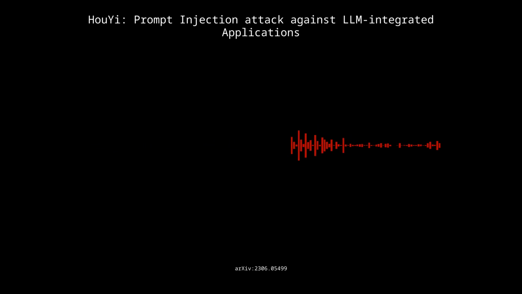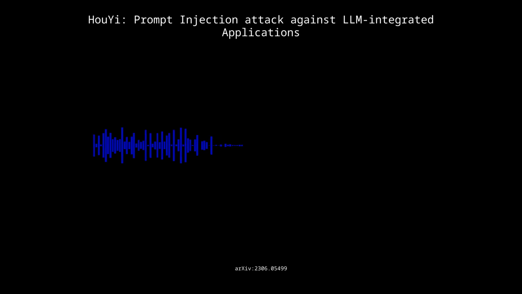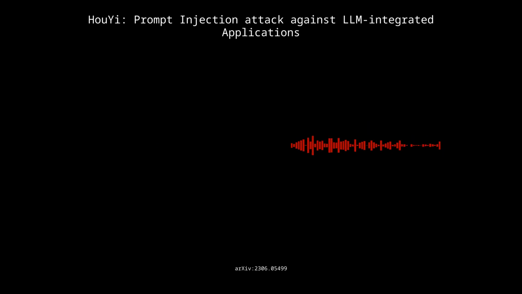This whole HouYi system sounds incredibly complex. Does it automatically generate these malicious prompts, or is there a lot of manual work involved? That's the beauty of it. HouYi uses the power of LLMs to do the heavy lifting. It can analyze the target application, figure out its context, and then craft that perfect prompt injection attack. Whoa, hold on. You're saying you're using an LLM to attack another LLM? That's some next level stuff. How does that even work?